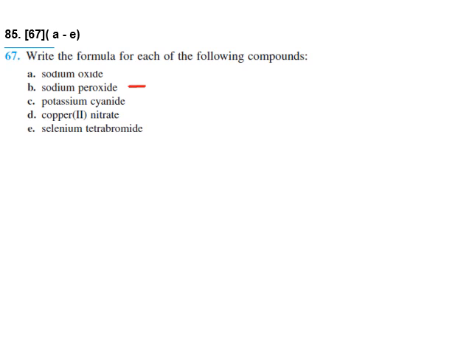D, copper 2 nitrate, means you've got a +2 for the copper. Nitrate, remember, is NO3 minus. It's only a 1 minus. So you'd have to have 2 of them, because you've got a +2 for the copper, you'd have to have 2 nitrates to match it. So it would be Cu, and then in parentheses NO3, close parentheses, and that would have to be 2 of those, so a 2 subscript after the nitrate. So it's Cu(NO3)2. E, selenium tetrabromide.